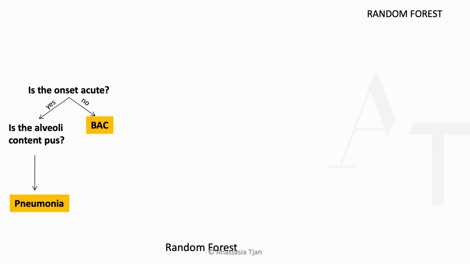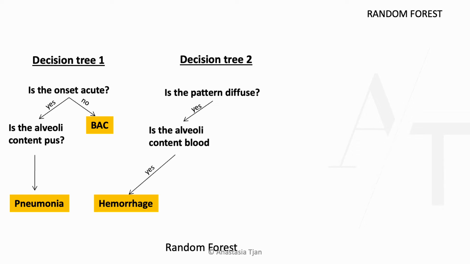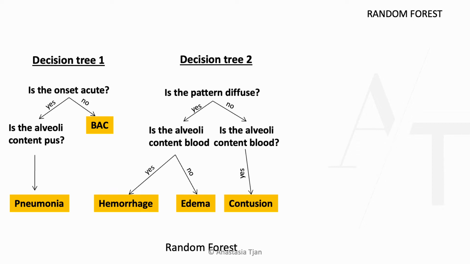The root for the second tree can be structured using diffuse consolidation pattern. If the answer is yes, it goes to alveoli blood content as the twig. If the answer is yes, then it goes to hemorrhage. If the answer is no, then it goes to edema. If the pattern is not diffuse and the alveoli content is blood, then it is a contusion. However, if the alveoli content is not blood, it becomes false since it's not provided in the data.